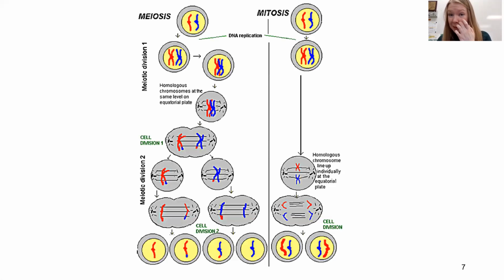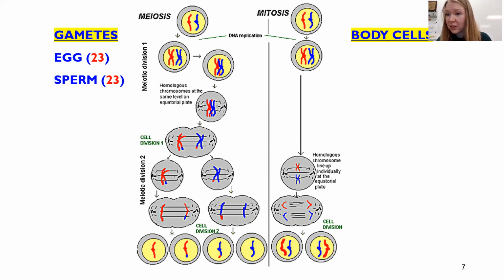Just a side-by-side comparison here. Remember, meiosis is for gametes, your sex cells. Your eggs will have 23 chromosomes and the sperm have 23 chromosomes. And for mitosis, these are your body cells. Mitosis happens in your toes, so it's a body cell. These are going to be cloned cells. They're going to be the exact same, and they're going to have 46 chromosomes.